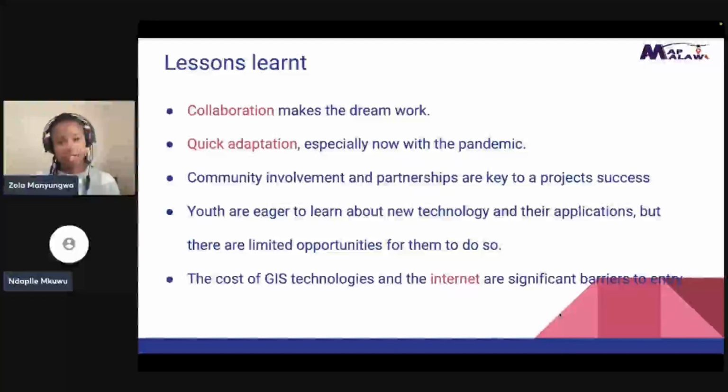This project started during the pandemic, and we had to quickly adapt from trying to host mapathons in person. Everything now had to be online, and that was a very tricky challenge as well. Community involvement and partnership are also very key to project success. As I already mentioned, training the people that live within and around the community has made us learn more about the community that we were mapping, and also get more accurate information of where this water point is, what the school name is, and everything.